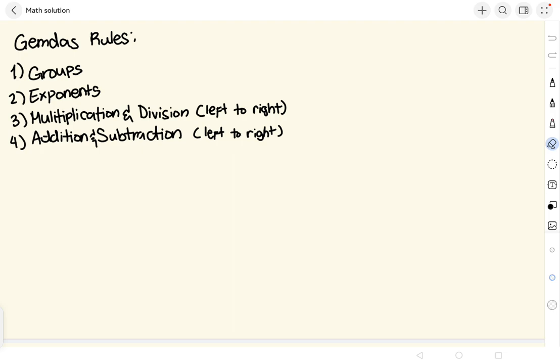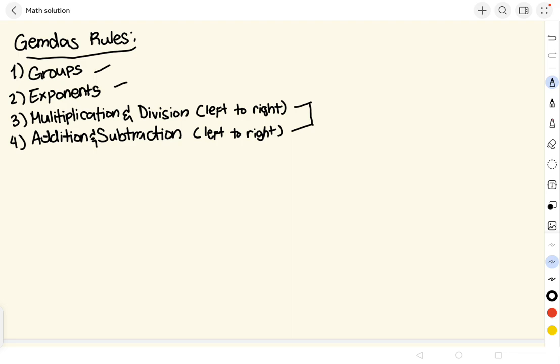So right now, we have here the GEMDAS rules. So we have groups, exponents, multiplication and division, addition and subtraction, and both are left to right.